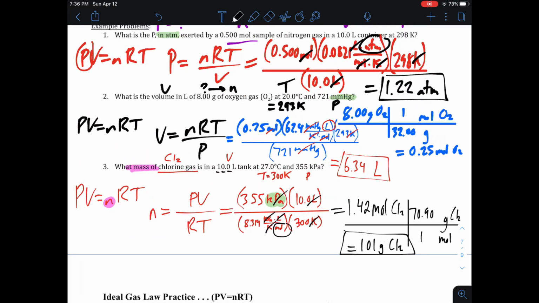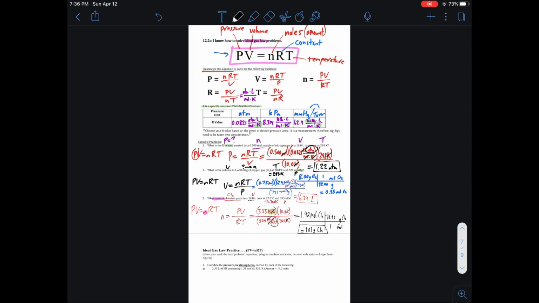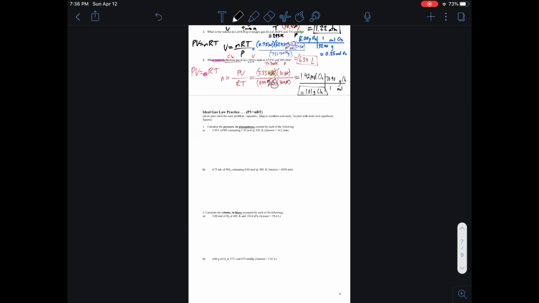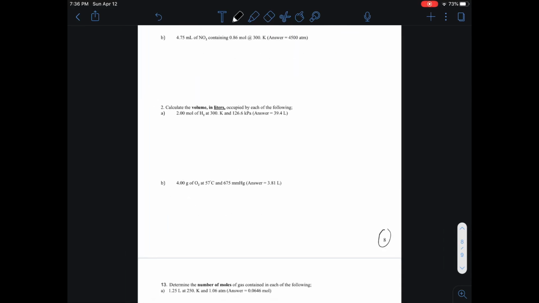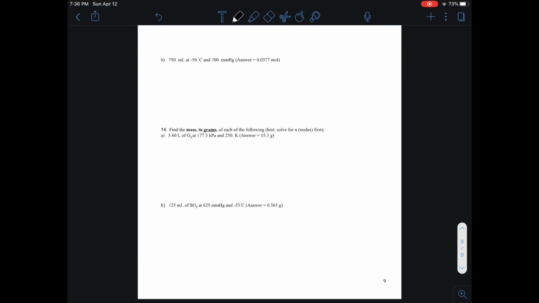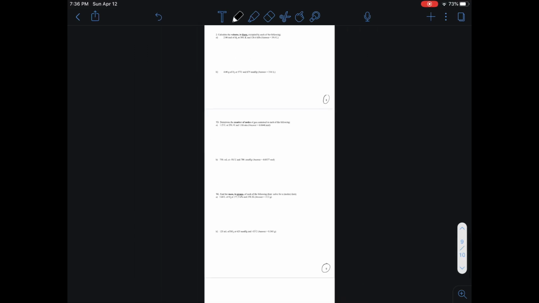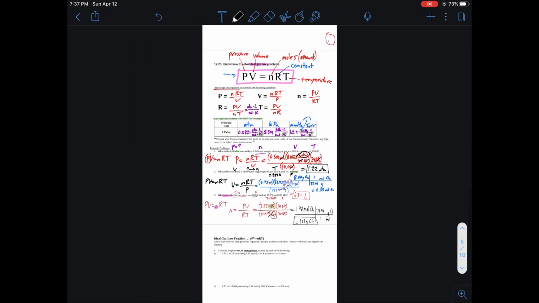Cool. All right, just like Monday, Tuesday, there will be a form that comes out so that you guys can practice this a little bit more. In addition, you should try pages 8 and 9. I will provide a key for those so you can see how you're doing. Hope you guys have a great rest of your week.